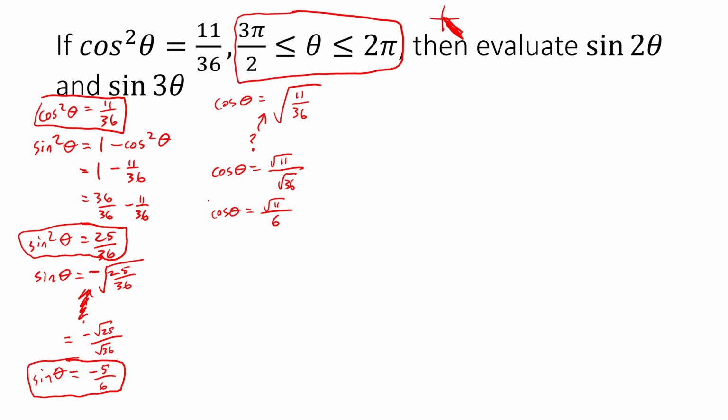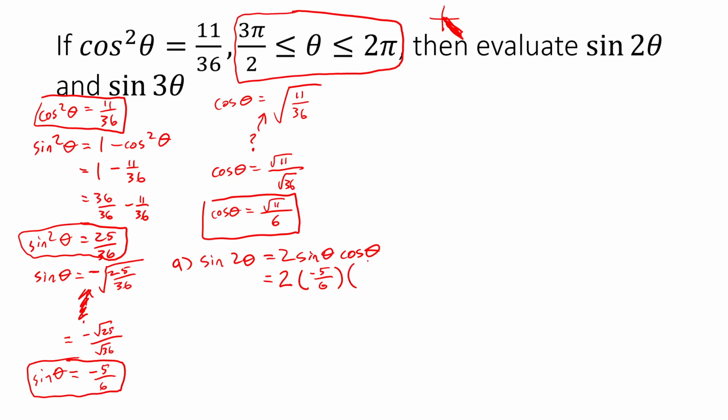Okay. So we're going to circle those 4 key values, and now we're going to answer for sine 2 theta. So let's think of that as part A. Sine 2 theta is equal to 2 sine theta cos theta. That's equal to 2 times, in this case, negative 5/6 times root 11 over 6. That's going to equal negative 10 root 11 over 36. And negative 10 root 11 over 36 is equal to negative 5 root 11 over 18. So that's what the sine of 2 theta equals.